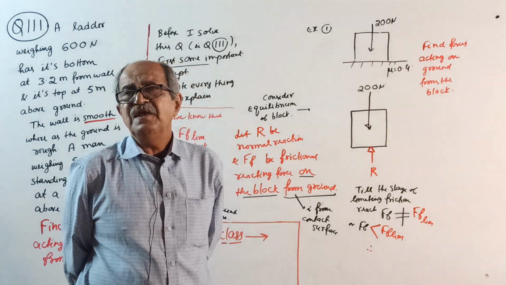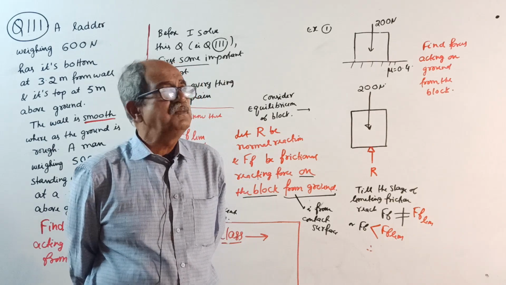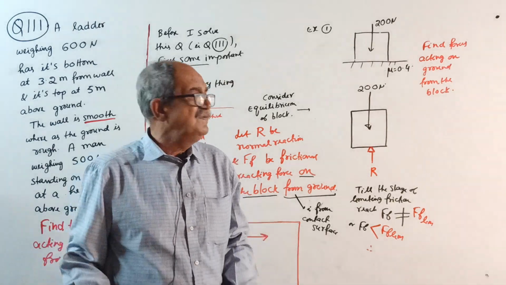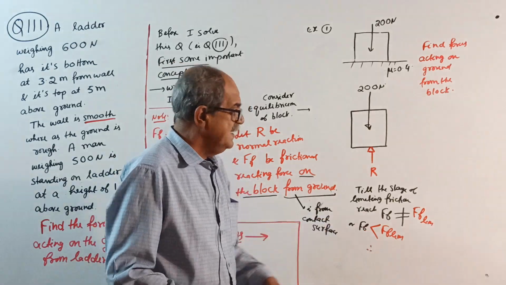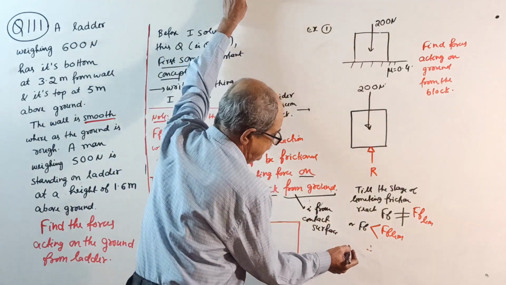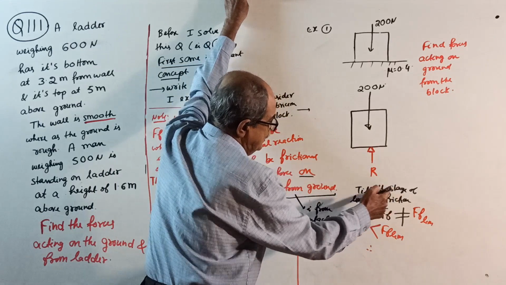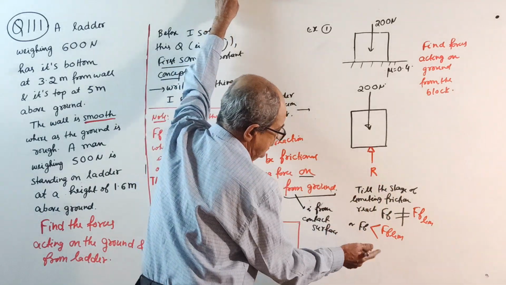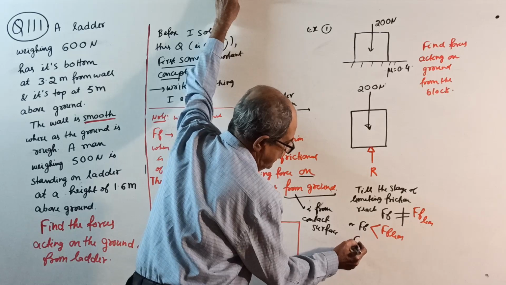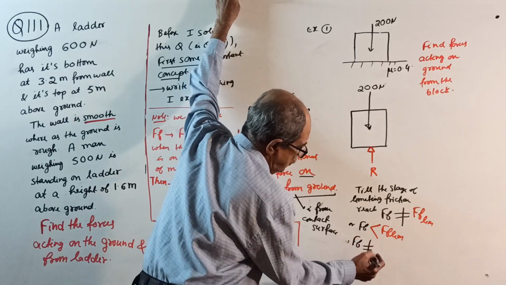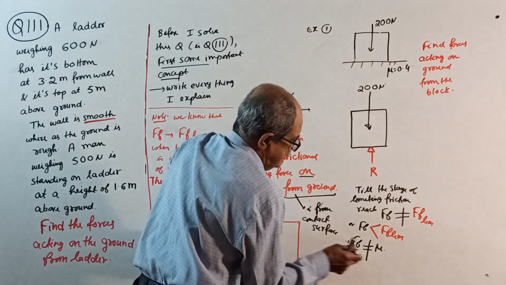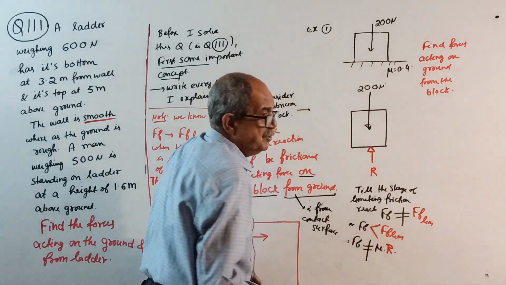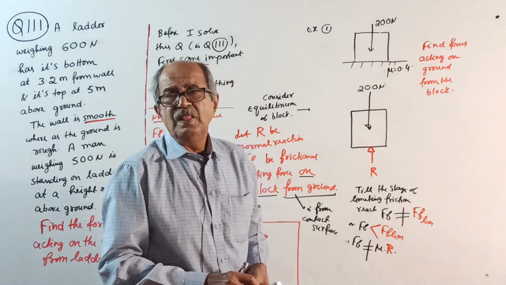But in case the body is on the verge of moving, that is a limiting case, then FF equals mu into R. Till the stage of limiting friction, your FF is not equal to mu into R. It is less than mu into R. So this I told you.